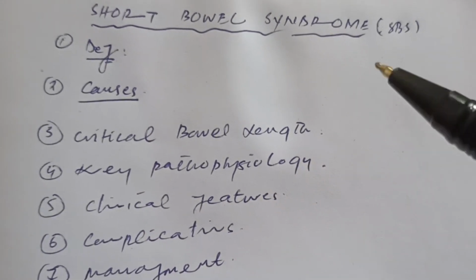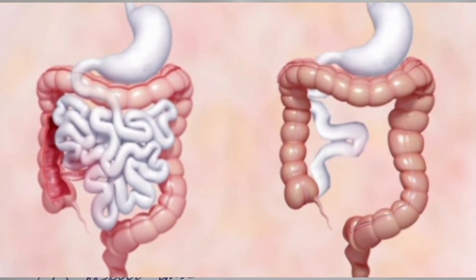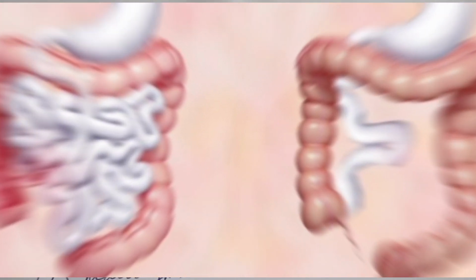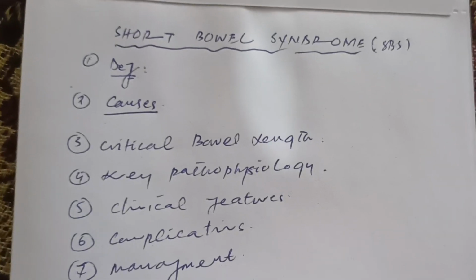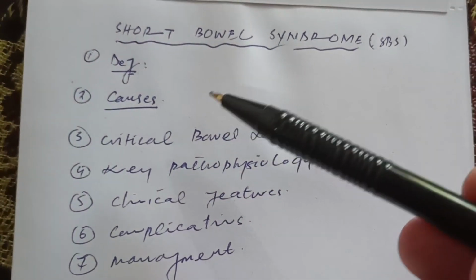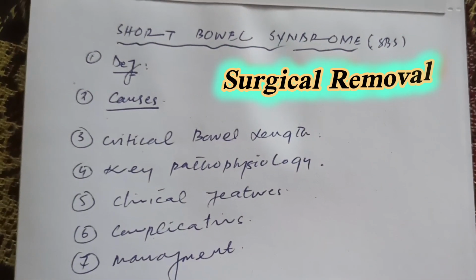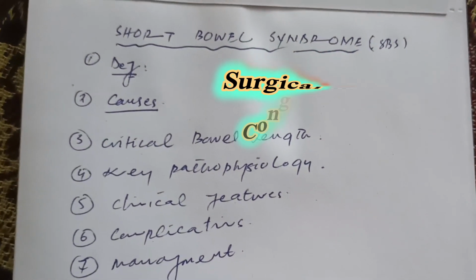So from the definition we have learned two things. One, it is either due to surgical removal of the small bowel. Two, it is due to dysfunction of a portion of the small bowel. So now, what are the causes? From the definition, obviously there are two types of causes. One is the surgical removal and the other is congenital.